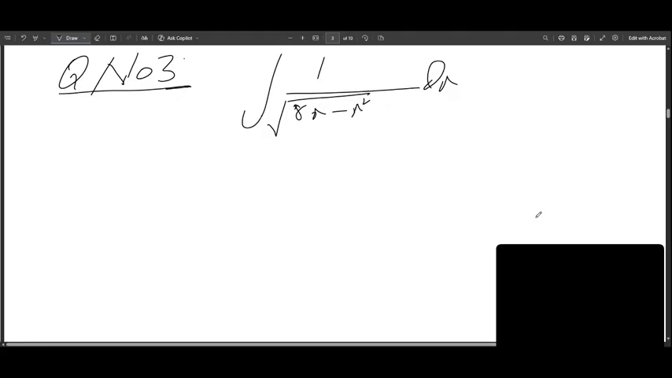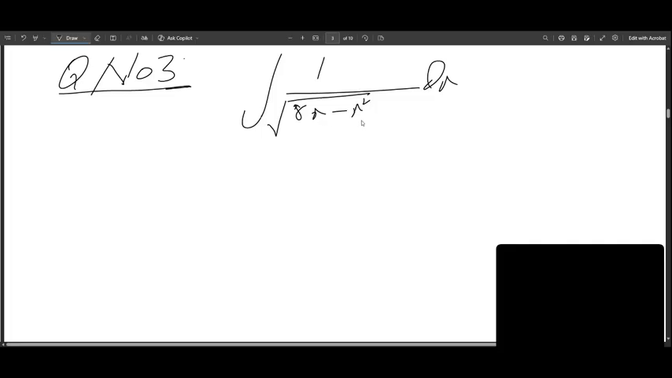In this question, you can see the denominator. We have 8x minus x square, and we have nothing at the numerator side, and we can substitute. We can put 8x minus x square equals t, and if we do that, we'll get 8 minus 2x dx, which is not existing at the numerator side. So we are going to apply some strategy here.